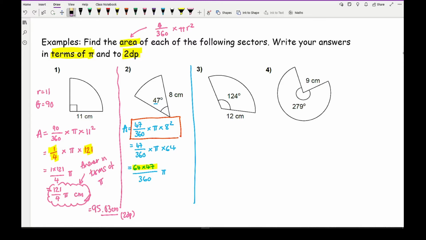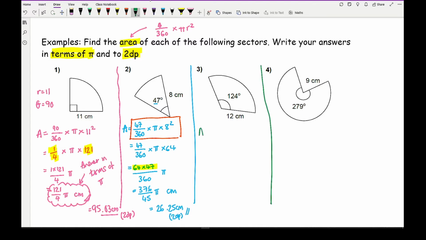So my answer in terms of pi would be 376 over 45 pi, which is simplified, and that's in centimetres. Or if I was to do it to 2 decimal places, it would be 26.425 centimetres, to 2 decimal places. And there is my final answer. So now moving on to question 3.